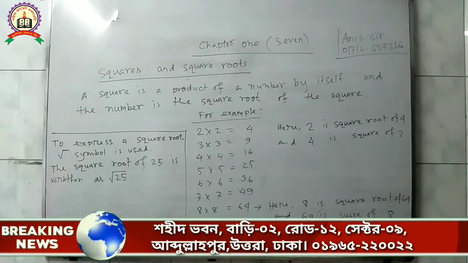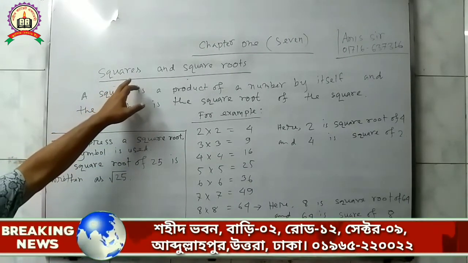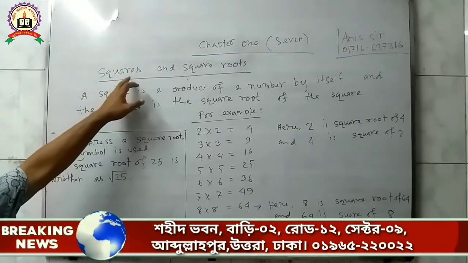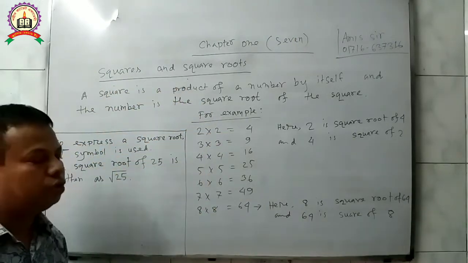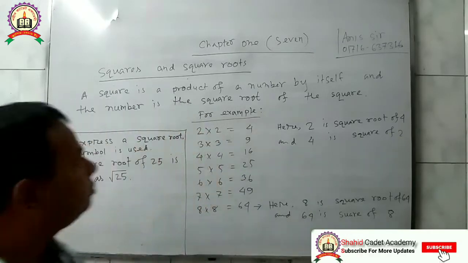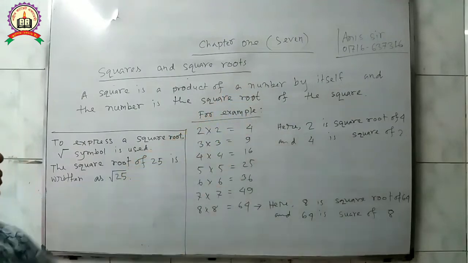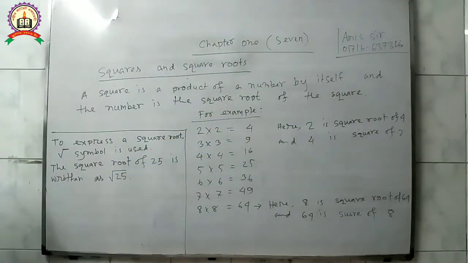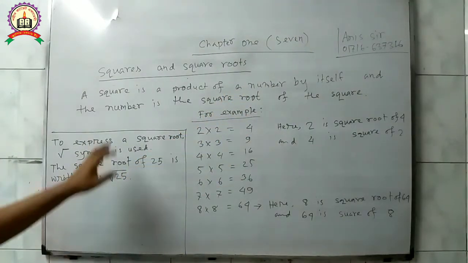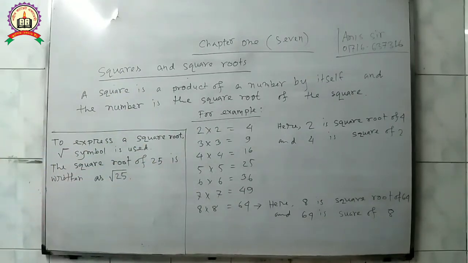Very fast we have to understand squares and square roots. We should have a clear idea about squares and square roots. This is very important. You have to be clear about squares and square roots.